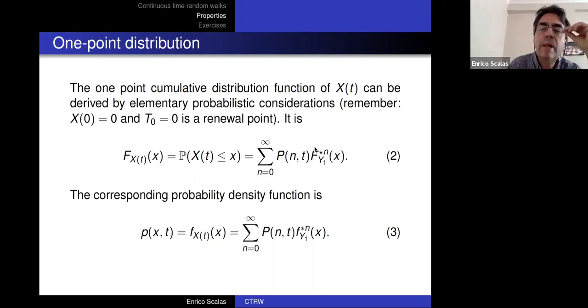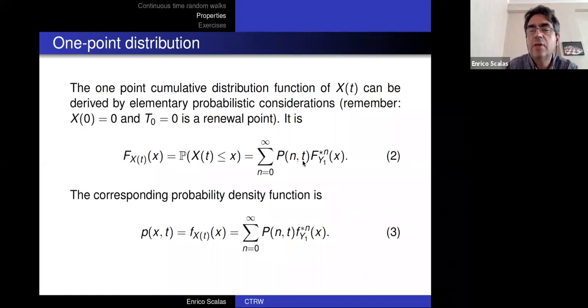Okay. So you multiply this by the probability of n at time t, and you have the probability of going to x with n jumps. And you sum over all the possible n, and you have the probability of having the variable X_t smaller or equal than x. Now you have here a convergent series which is made up of positive terms. You can take the derivative with respect to x of this function.